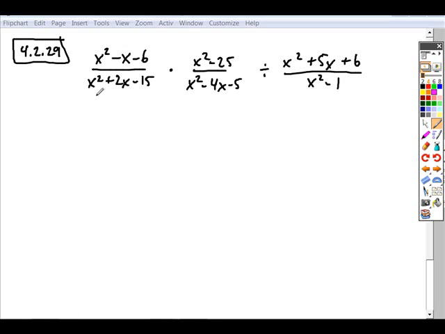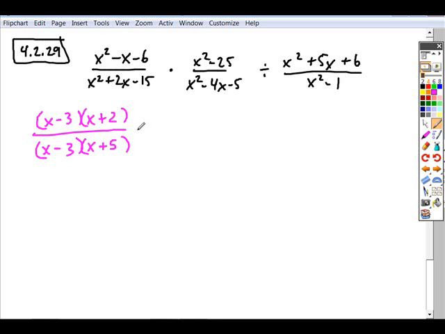So the first step here is to factor all of these fractions. So the first fraction, the numerator and denominator have binomial factors. In the numerator, what factors of -6 have an overall sum of -1? -3 and a +2. Okay, what about the denominator? We're looking for factors of -15 whose sum is a +2. That is -3, +5. Go to our next fraction.